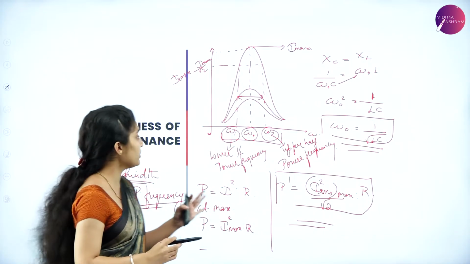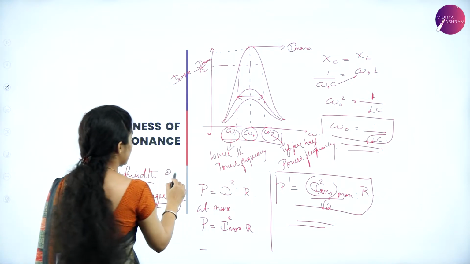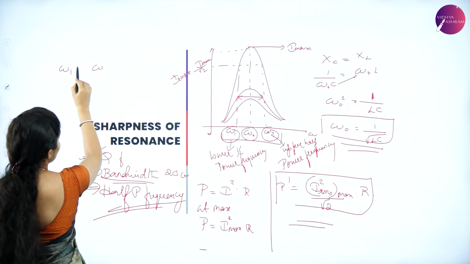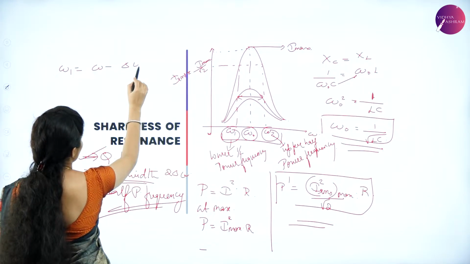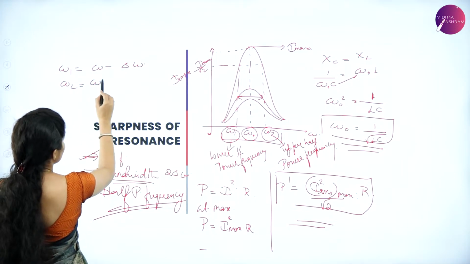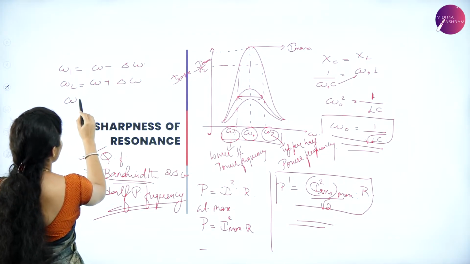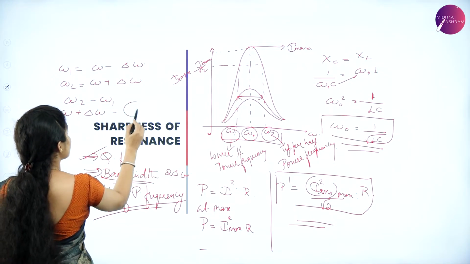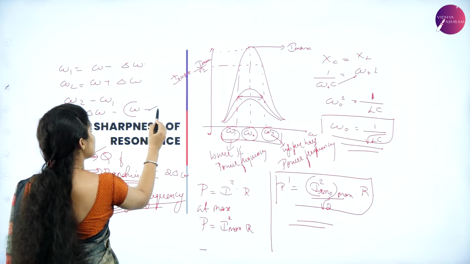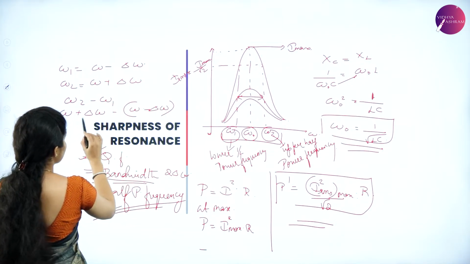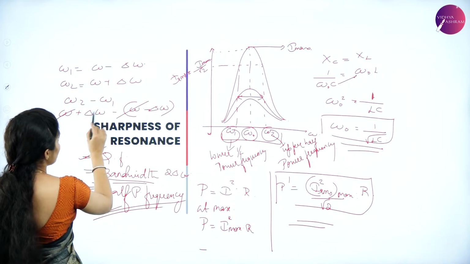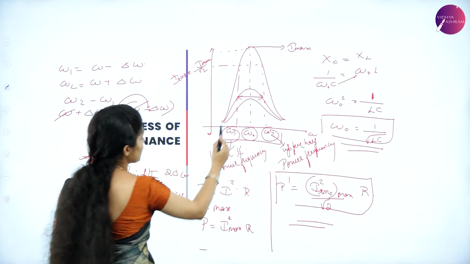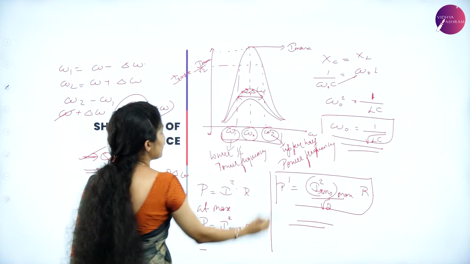root mean square value. Okay, so bandwidth becomes 2 delta omega. That is because omega 1 can be termed as omega minus delta omega, and omega 2 can be termed as omega plus delta omega. So omega 2 minus omega 1 gives you (omega plus delta omega) minus (omega minus delta omega). Here plus omega cancels with minus omega, and delta omega, minus into minus is plus, so delta omega plus delta omega gives you 2 delta omega, which is the value of the bandwidth.